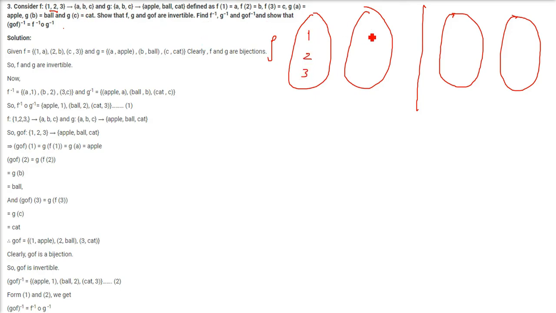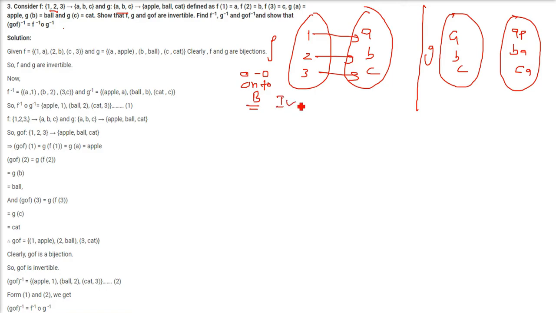g is from A, B, C to apple, ball, cat. I'm writing it in short. So f1 is A, which is already given in the question. f2 is B, f3 is C. So it is very clear that it is 1-1 and onto also. So f inverse will exist. f inverse exists because it is 1-1 and onto as well.